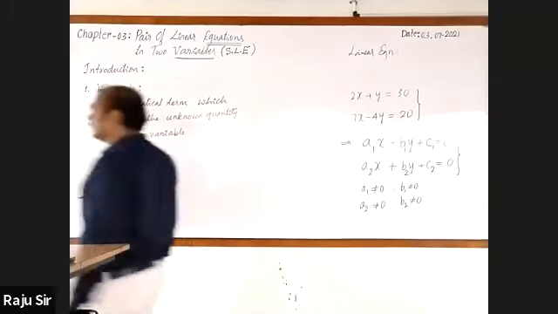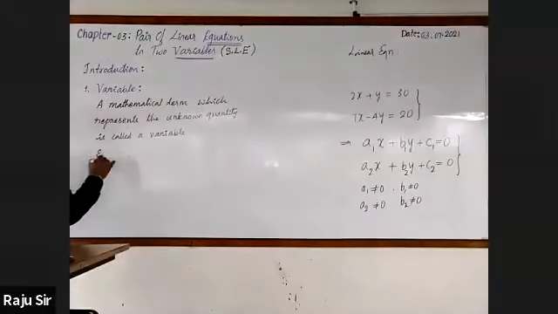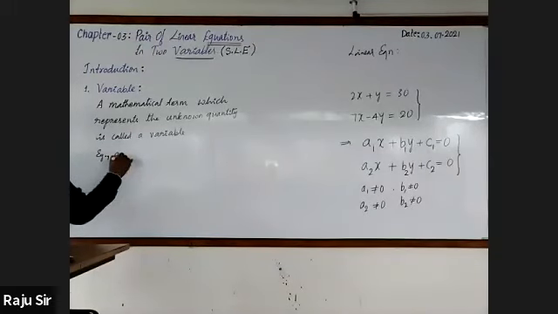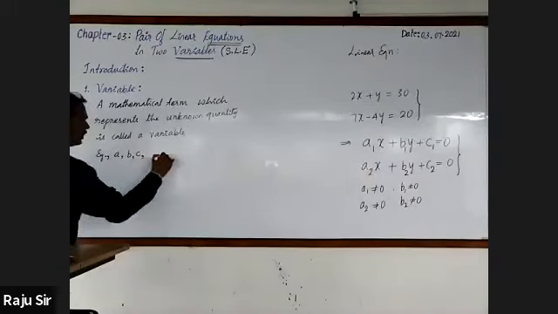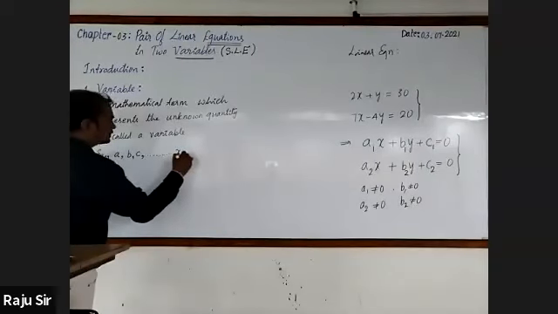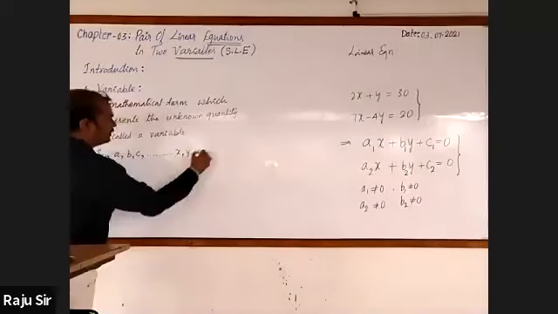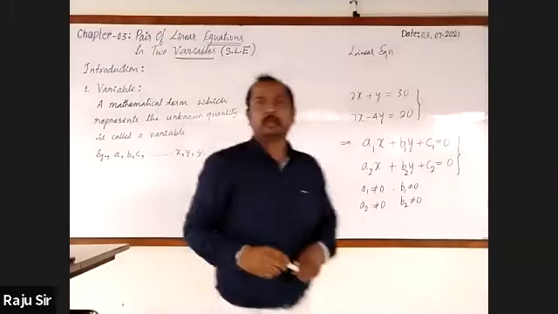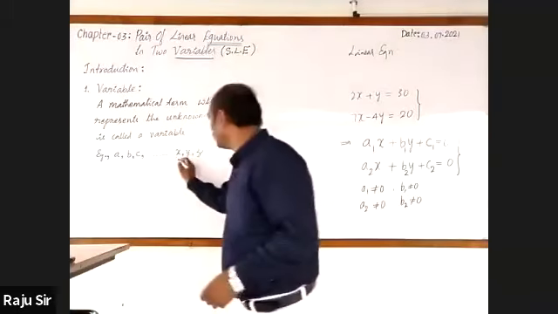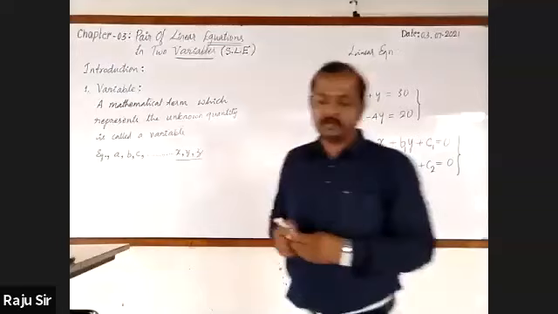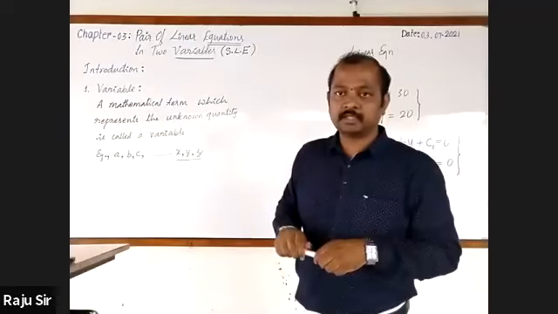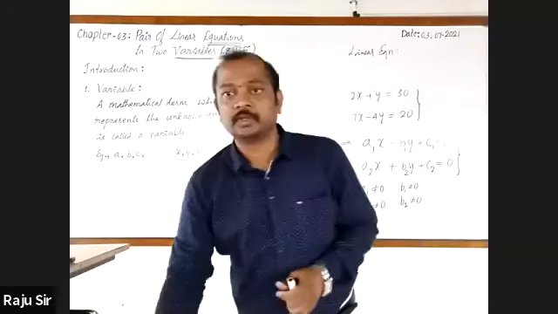Let's go for taking the examples. Examples are a, b, c, and so on, x, y, and z. Among these, the most commonly used variables are x, y, and z.